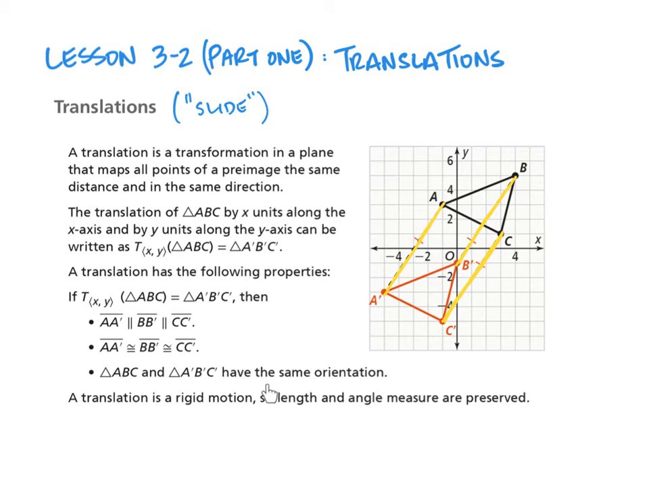The original shape and the image also have the same orientation, meaning it hasn't rotated or turned in any way. And a translation is a rigid motion, so the length and angle measure are preserved.